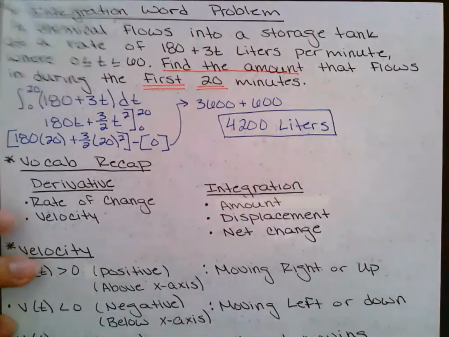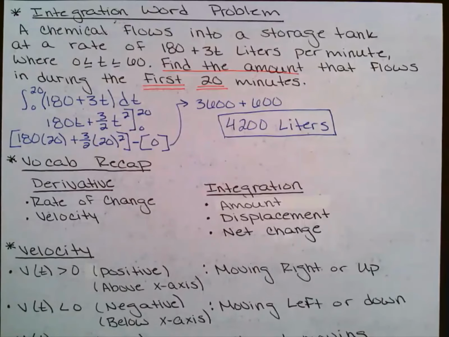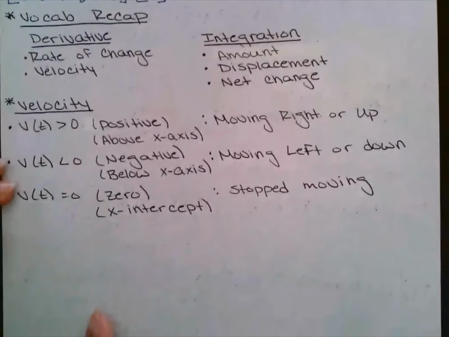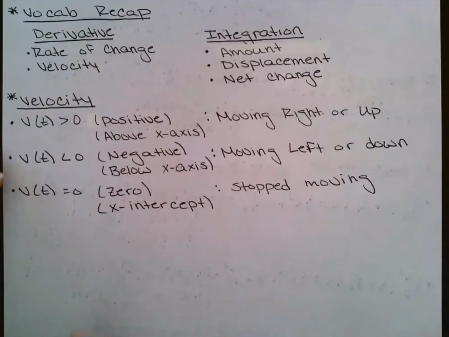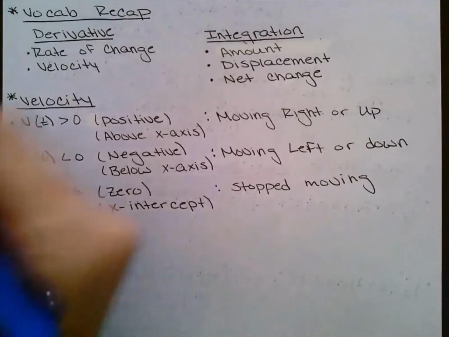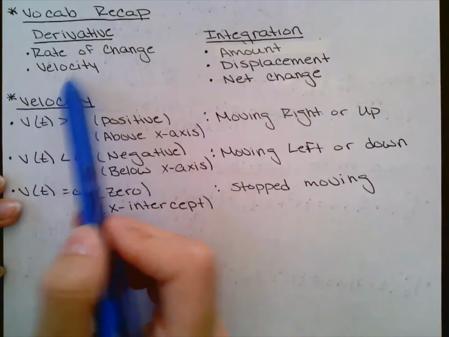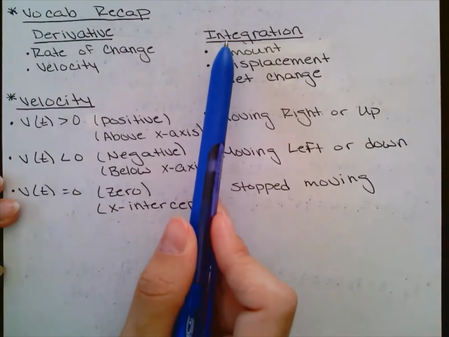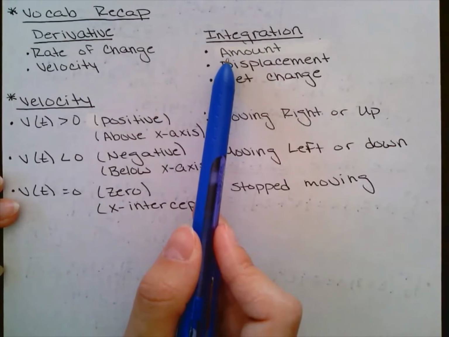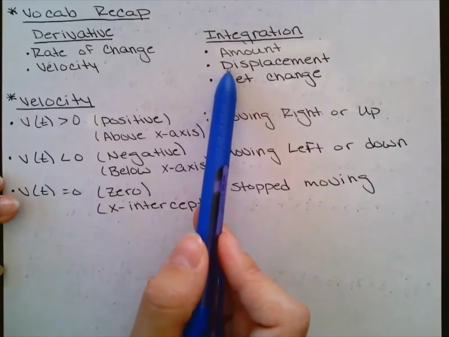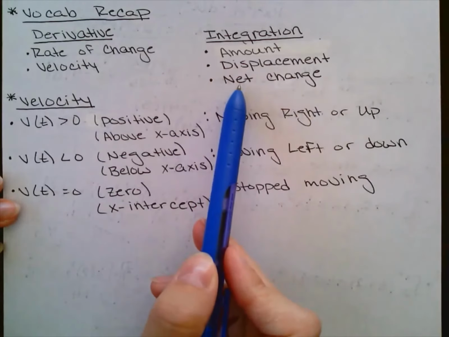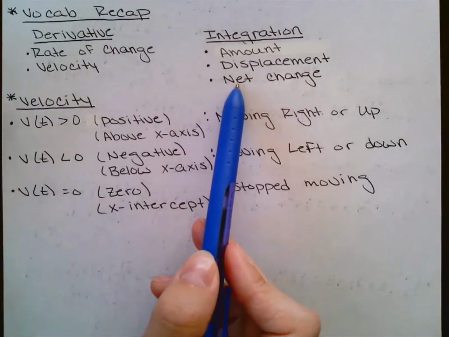All right. Let's look at some more vocabulary that you're going to be seeing in these word problems. So anytime they're talking about a derivative, they're going to talk about a rate of change or a velocity. Some of the words we're going to be seeing with integration, we just saw the amount. Displacement is another example. And net change is another example. And I'm going to show you visuals for that in just a minute, okay?